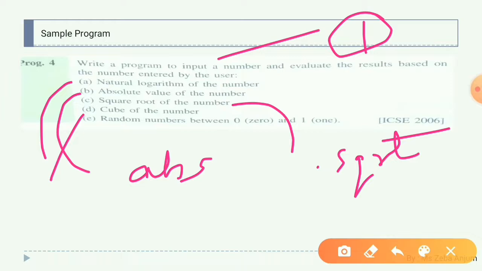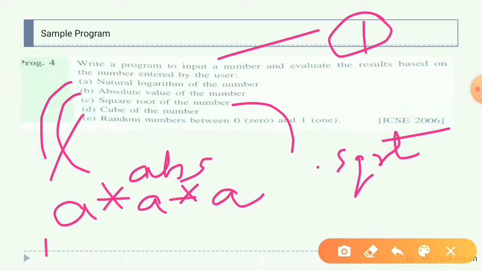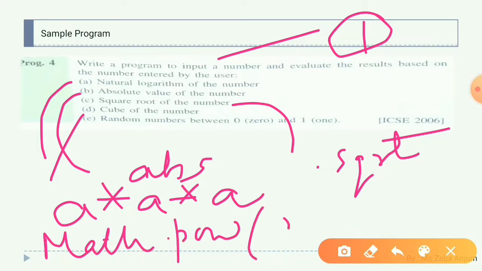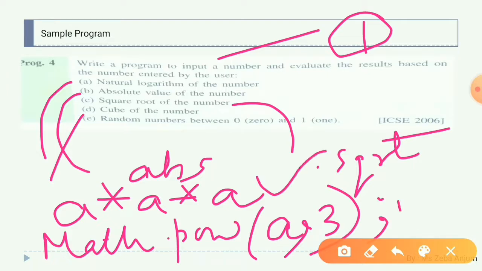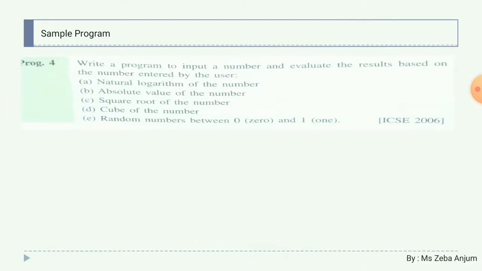So you are not going to use this cbrt function over here. You just write down a * a * a, or you can use the power function, Math.pow, a as a base and 3 as a power, and afterwards this semicolon. You can use either of the two methods. And for the last one, random number between 0 and 1, again we are having one function for the same, that is your Math.random. So please do these questions.